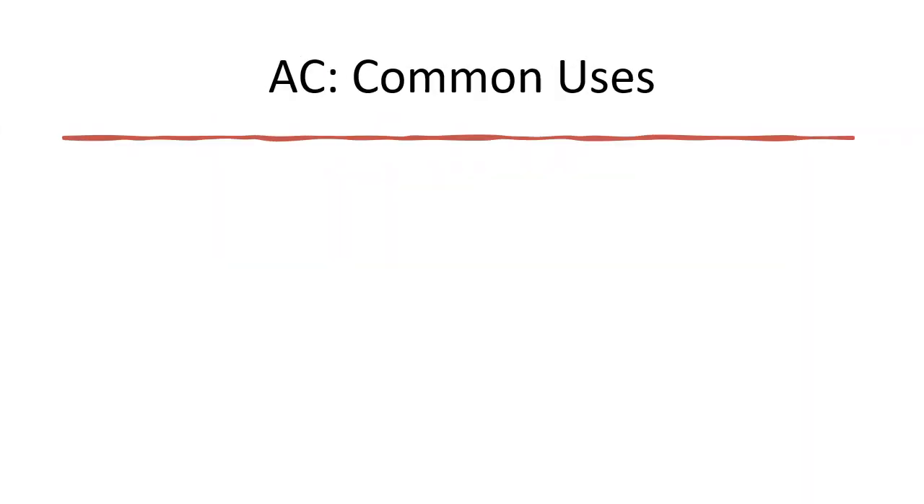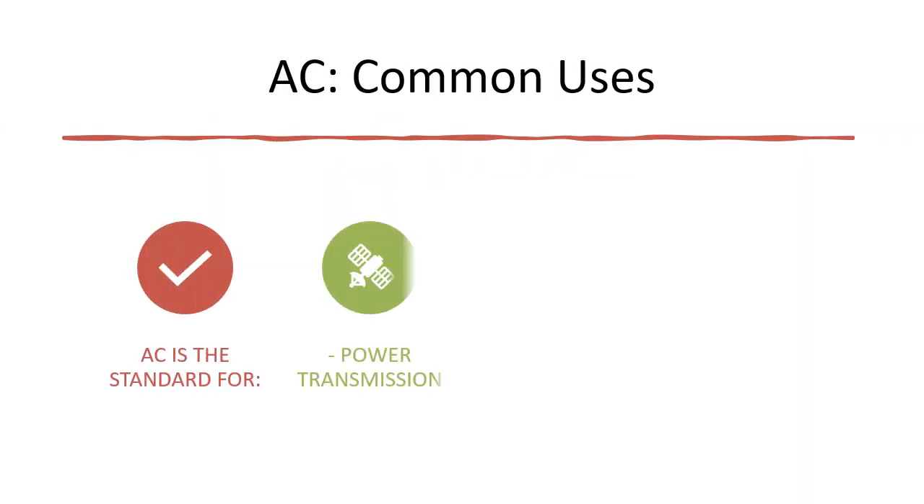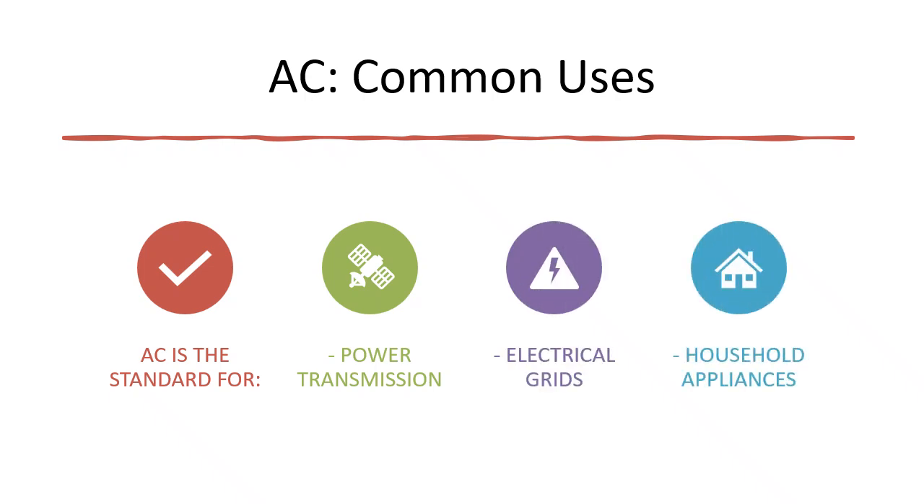Common uses. AC is the standard choice for power transmission and distribution. It is what runs our electrical grids, lights, fans, and most household appliances.